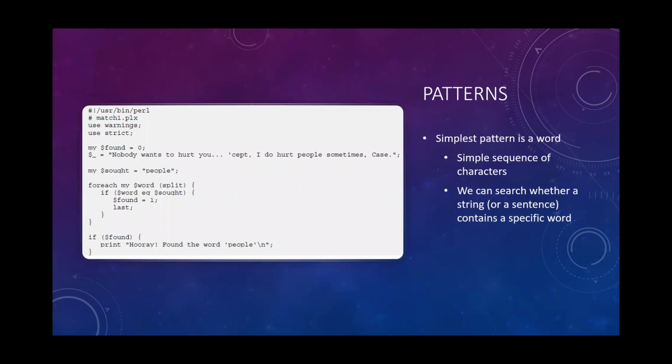So this would be our old way of looking for a specific word in a string sentence. A pattern is something that is repeated, and our simplest pattern that we can see is a word. It's a simple sequence of characters in a special order, and we can search whether a string contains a specific word. Like I said before, the old way we did it is we had our string value that we want to look within, and we've got our value that we want to look for.